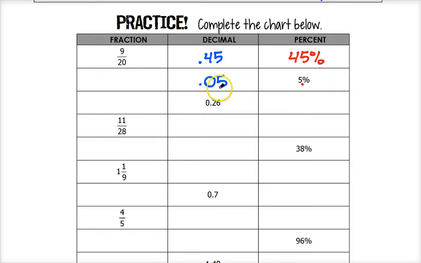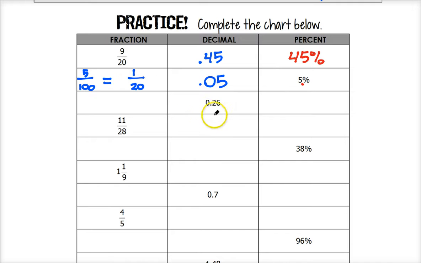0.05 is the same as 5 hundredths, is how you read that, 5 hundredths. So the fraction is 5 out of 100, and that reduces to 1/20th. 5 and 100 are both divisible by 5, so the reduced fraction form of this is 1/20th.